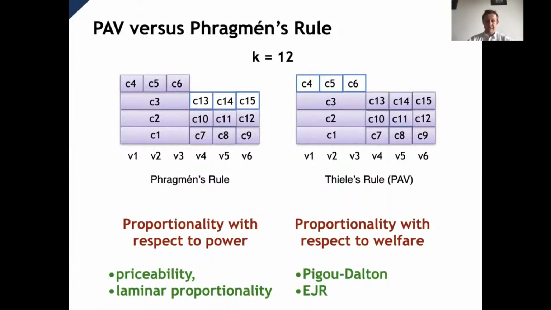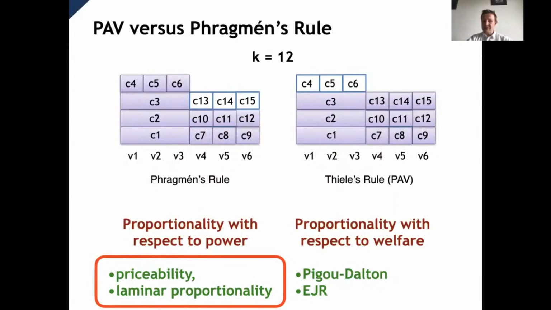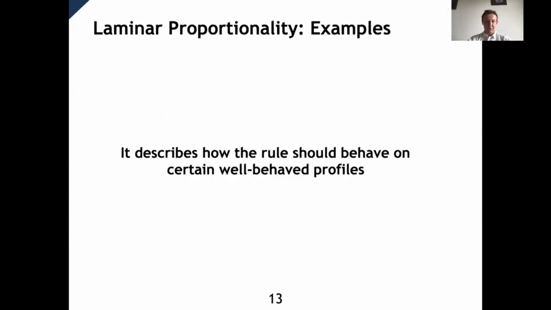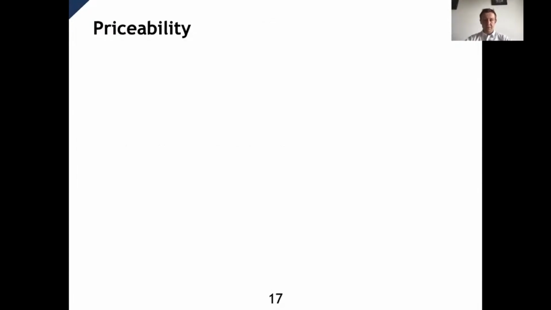These two ideas are formalized by certain properties, and the properties that formalize the idea of proportionality with respect to welfare, as for PAV, have been extensively studied in the literature. In this paper, we define two new properties, Priceability and Laminar proportionality, which aim at capturing this other type of proportionality, which is satisfied by Phragmén's rule and which is failed by PAV. Our first property, laminar proportionality, describes how the rule should behave on certain well-behaved profiles. And the second property that we look at is called Priceability.